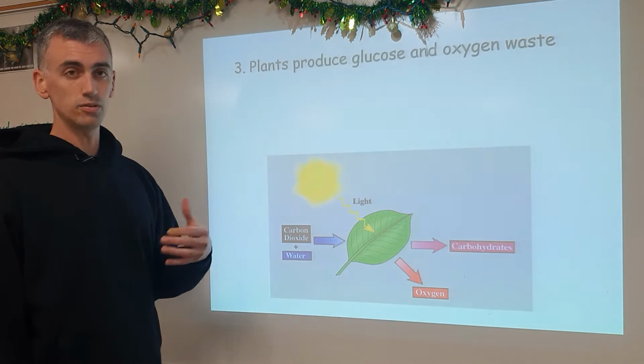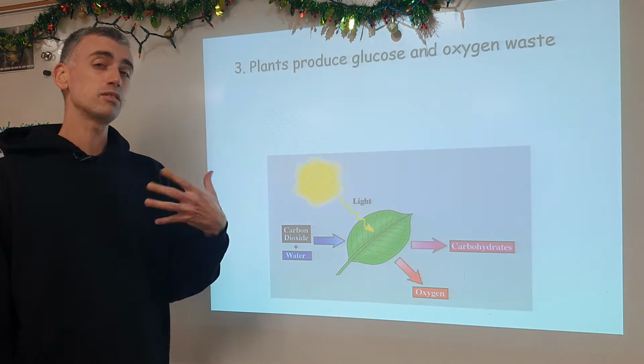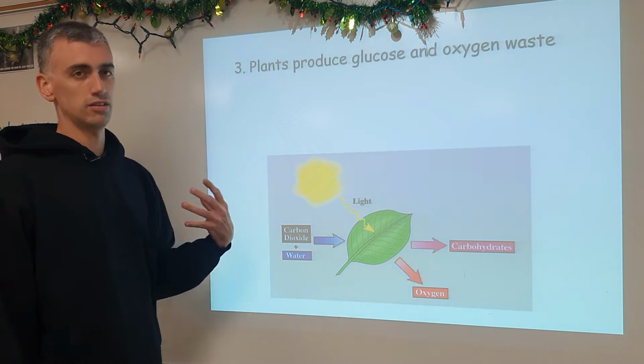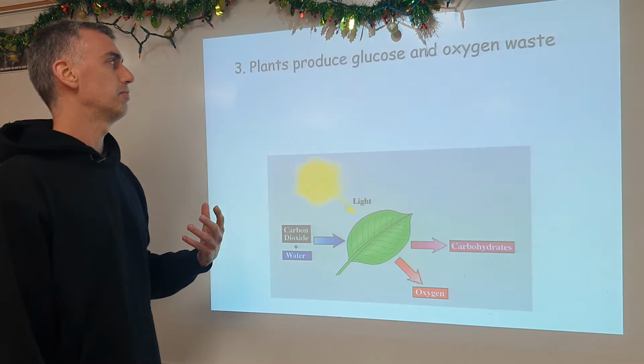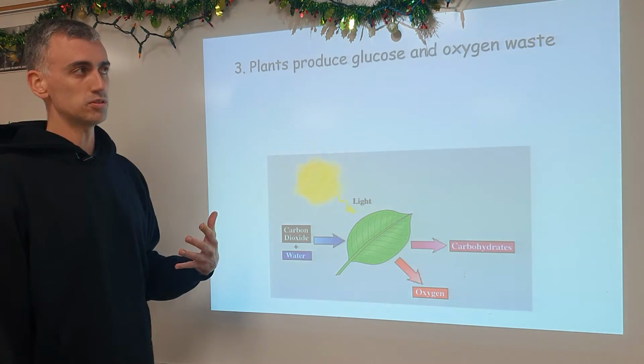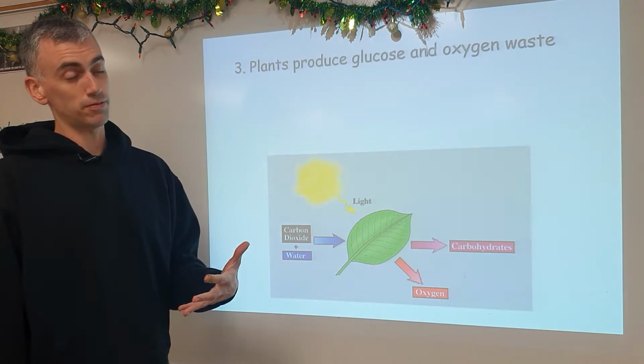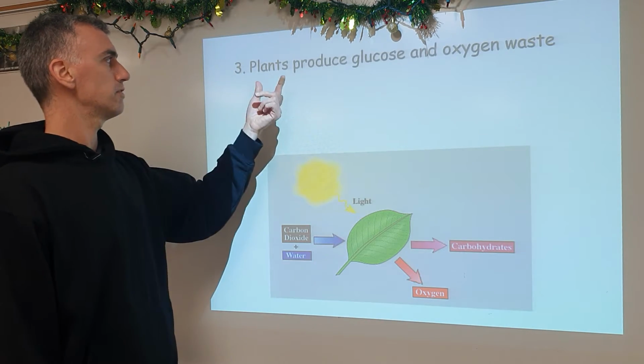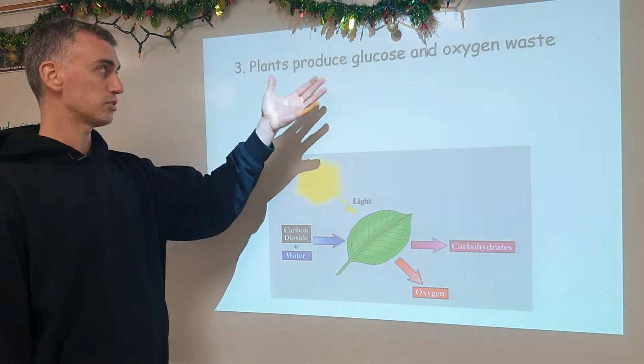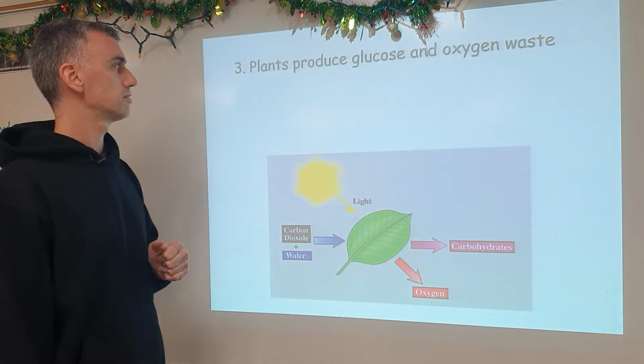Now, they do actually use it when they eat the glucose they made later on. That's what they do at night. They consume the glucose that they produce, but you can't consume it until you've made it first. So from the perspective of producing it, glucose is what you want, and oxygen is the waste product.